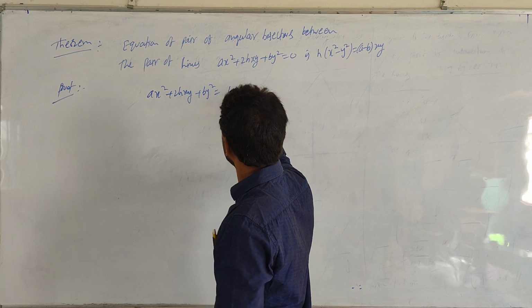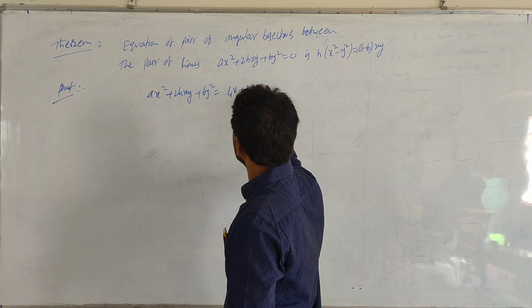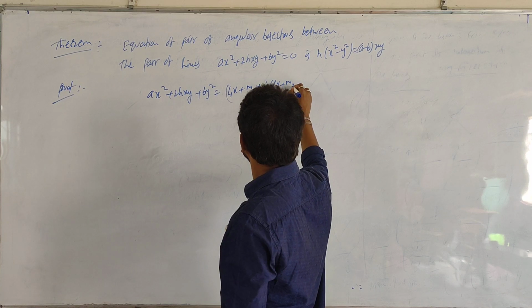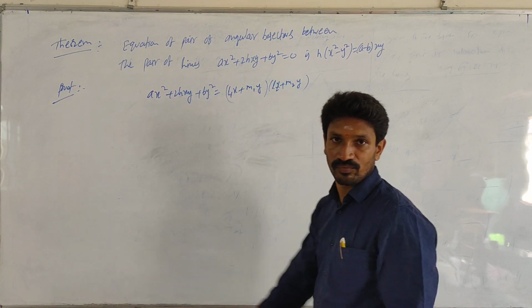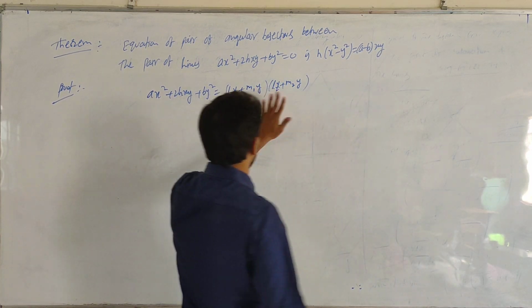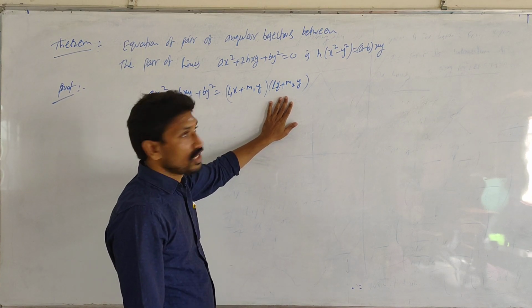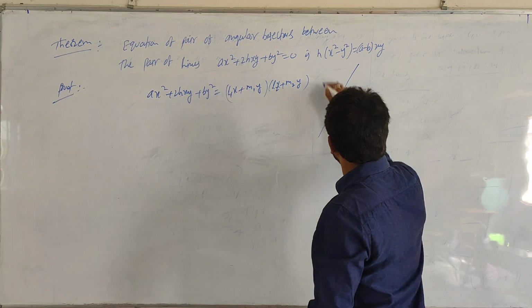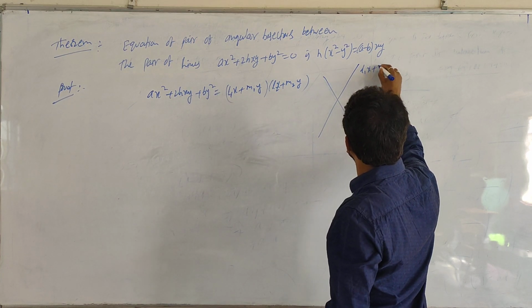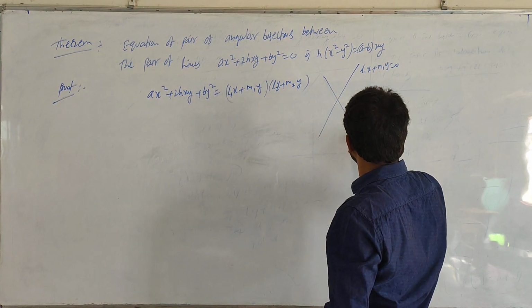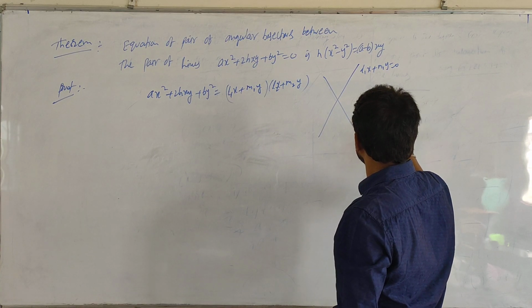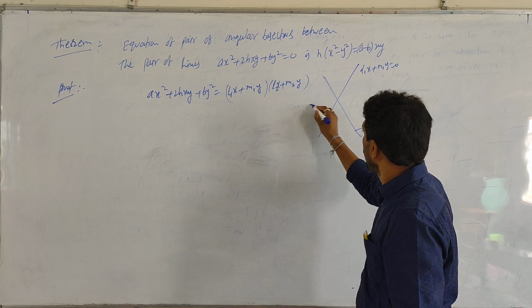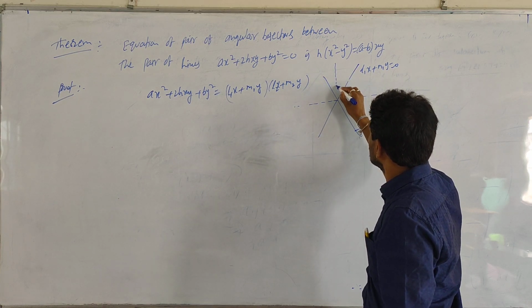That means (L1x plus M1y) into (L2x plus M2y). See, these are the two straight lines. So this is nothing but this one. The first line is L1x plus M1y is equal to 0, and the second line is L2x plus M2y is equal to 0. Now we are going to find out the pair of angular bisectors.